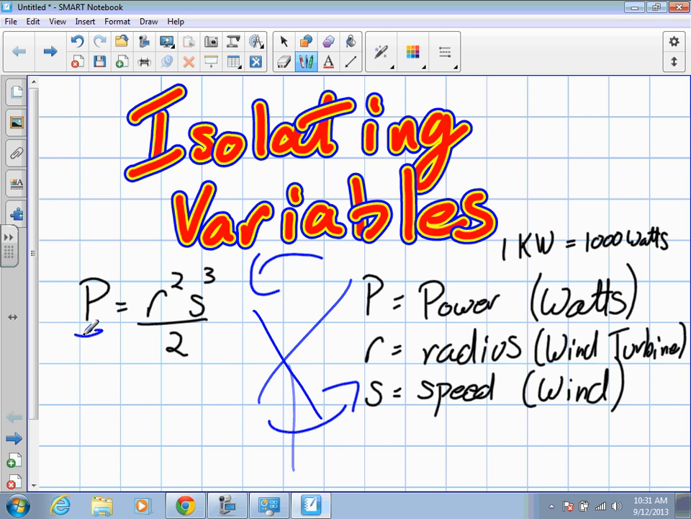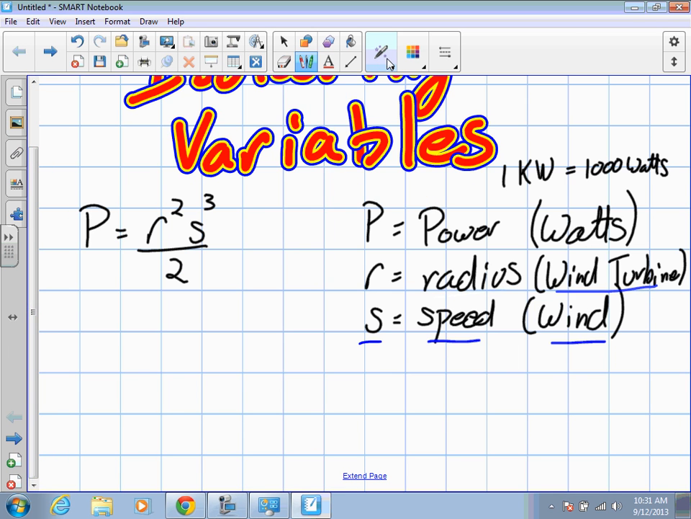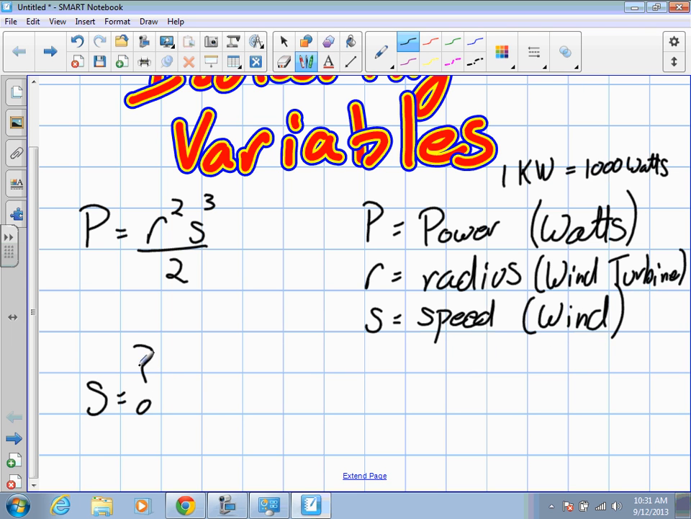Okay. The P is the power generated in watts. That's going to be important because we're probably going to have to make a conversion in this question. R is the radius of the wind turbine, and S is the speed of the wind. In this question, they want us to figure out what the wind speed is, so we're solving for S. S is our unknown, what the wind speed needs to be when we have a radius of 24 meters. I think radius R is in meters. Yeah. And our power is 500 kilowatts.